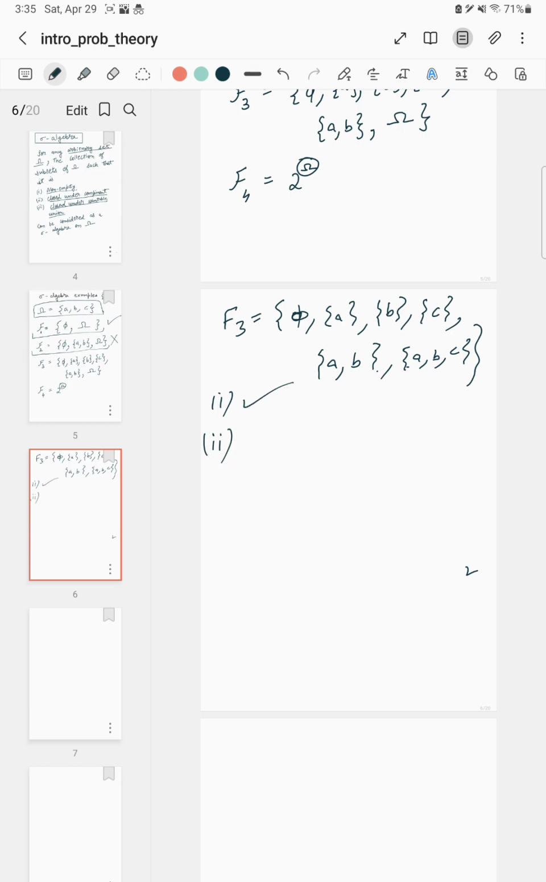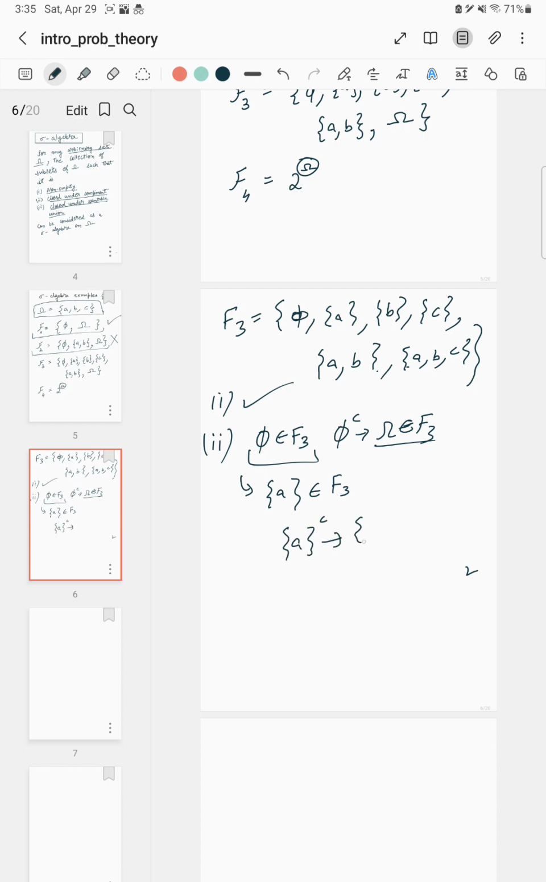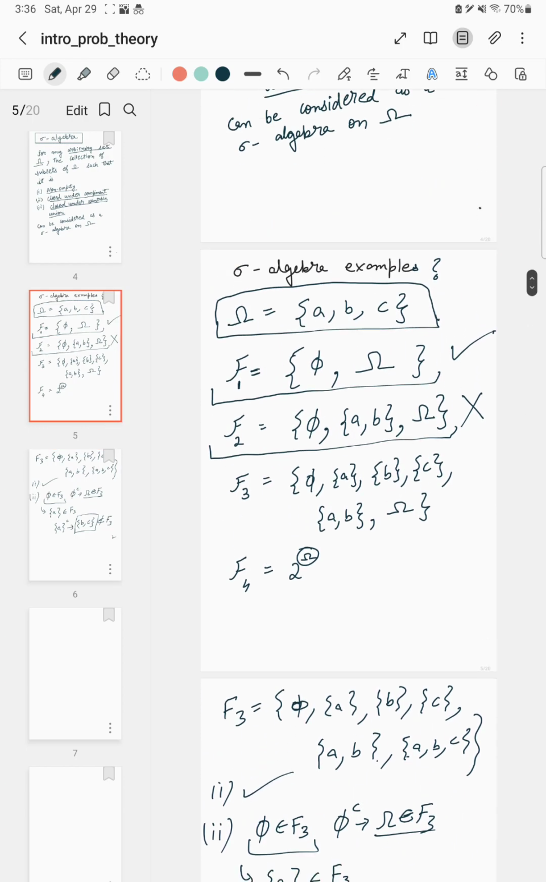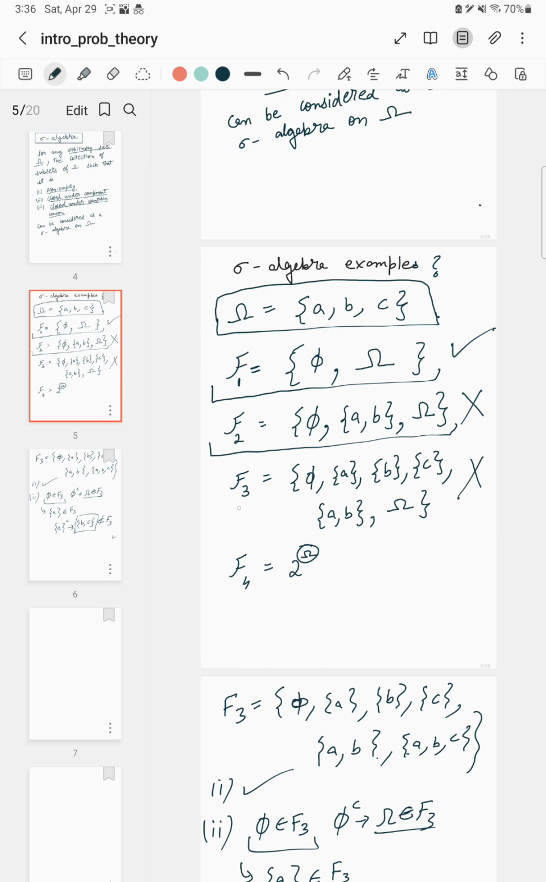The second condition, is it closed under complement? Let's see. Phi belongs to F3, phi complement, which is omega here, which is ABC, is also present in F3. And let's see the complement of A. We know that A is present in F3. The complement of A would be B and C, but we can see that this set is not present in F3. Hence, this is not closed under complement.